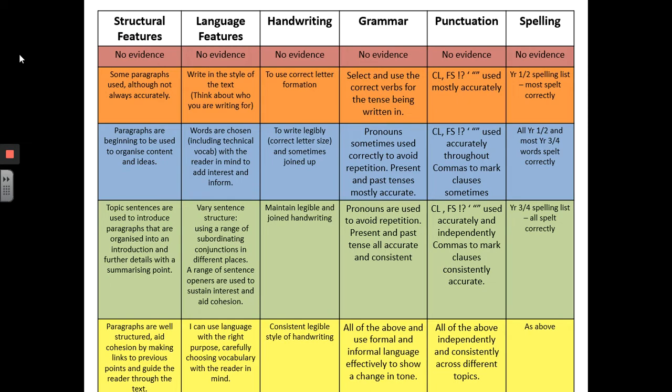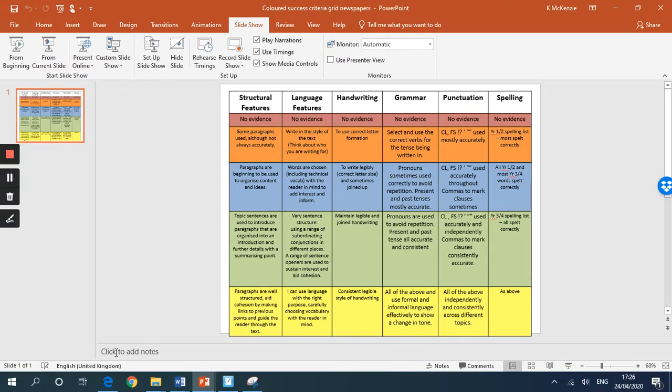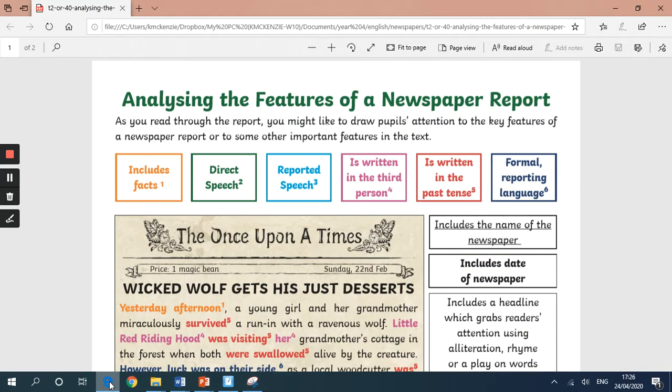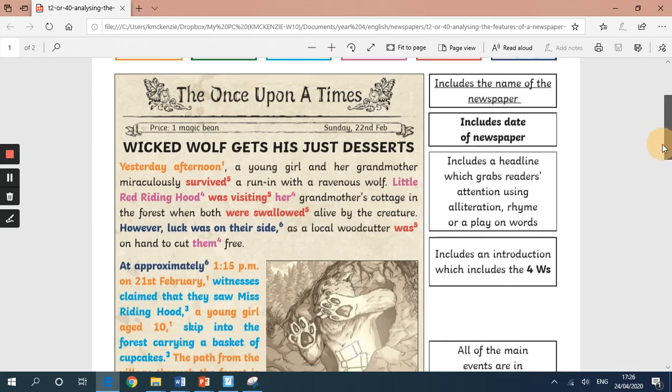Okay, so what we're going to do now is go very quickly through some of a newspaper report. You can see we have a newspaper report here, the Once Upon a Times, and the headline says, Wicked Wolf gets his just desserts. That's a structural feature of newspaper reports. It should be short and snappy. It's in bold type. It's usually bigger than everything else. This one's got a bit of alliteration, Wicked Wolf, and it's also got a little joke at the end, just desserts. You can see also that this is arranged in paragraphs.